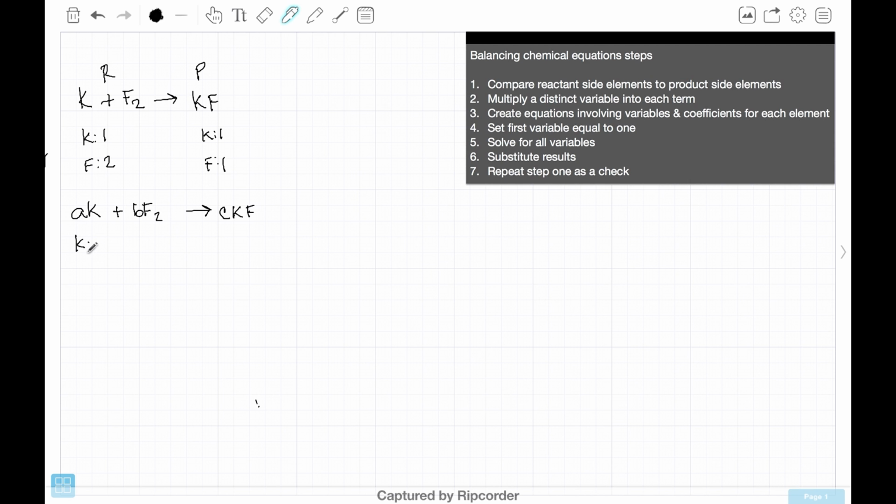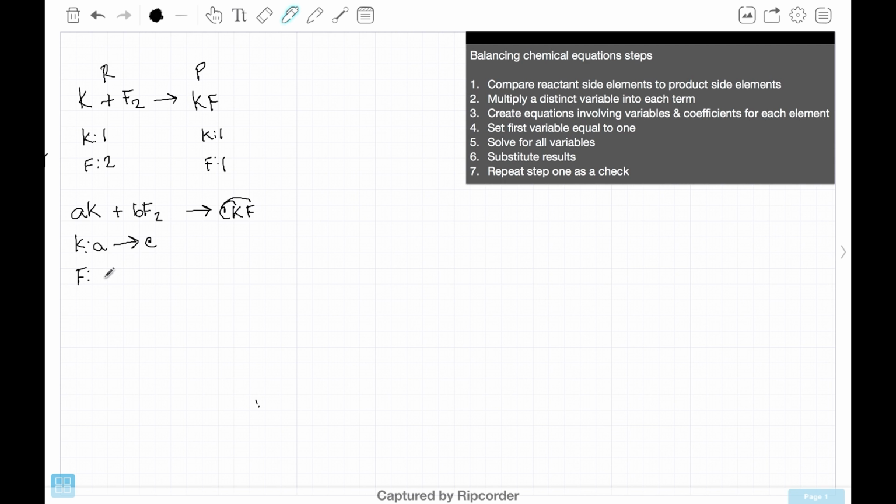Like I did up top, you have a K and you have an F to consider. So for K, in the first term, I have A multiplying into K one time. So I'm going to just write A. In the second term, there is no K, so I'm going to move on. And on the product side, C is multiplying into each one of these. So there's one C over here, as far as K is concerned.